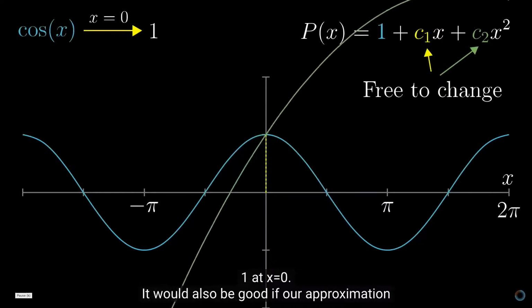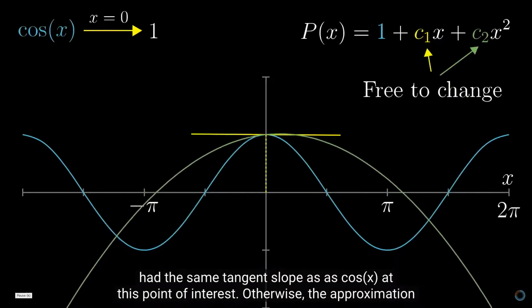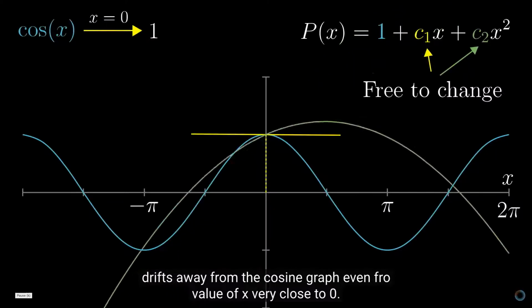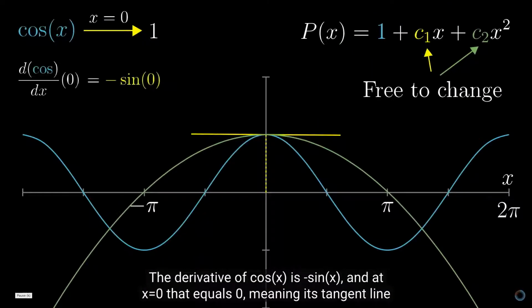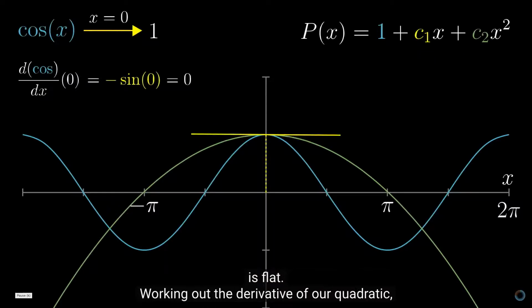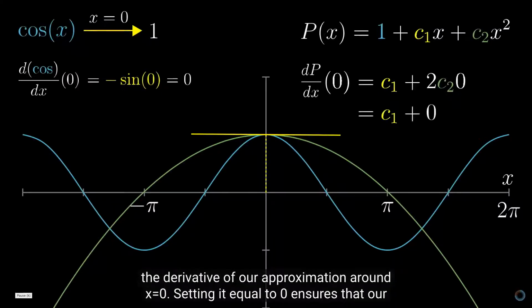Now, it would also be good if our approximation had the same tangent slope as cosine x at this point of interest. Otherwise, the approximation drifts away from the cosine graph much faster than it needs to. The derivative of cosine is negative sine, and at x equals 0, that equals 0, meaning the tangent line is perfectly flat. On the other hand, when you work out the derivative of our quadratic, you get c1 plus 2 times c2 times x. At x equals 0, this just equals whatever we choose for c1. So this constant c1 has complete control over the derivative of our approximation around x equals 0.